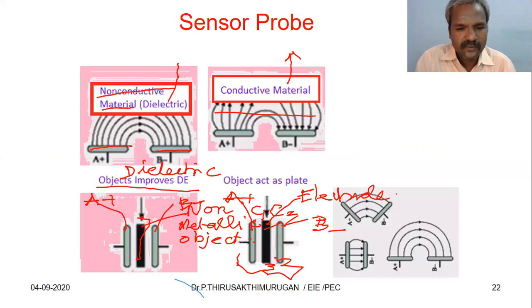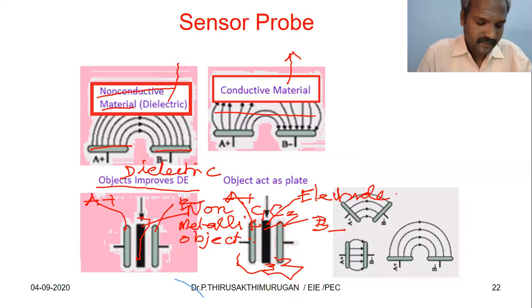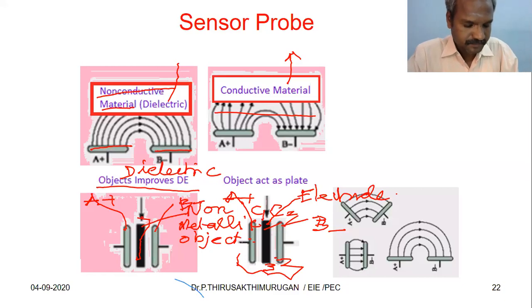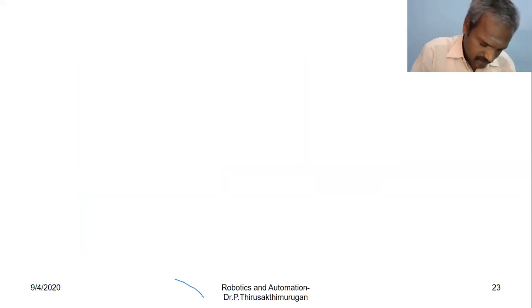Okay, so let's see what are the actual circuits in the capacitive proximity sensor. Let's see the various stages. First is the probe, the sensor head.